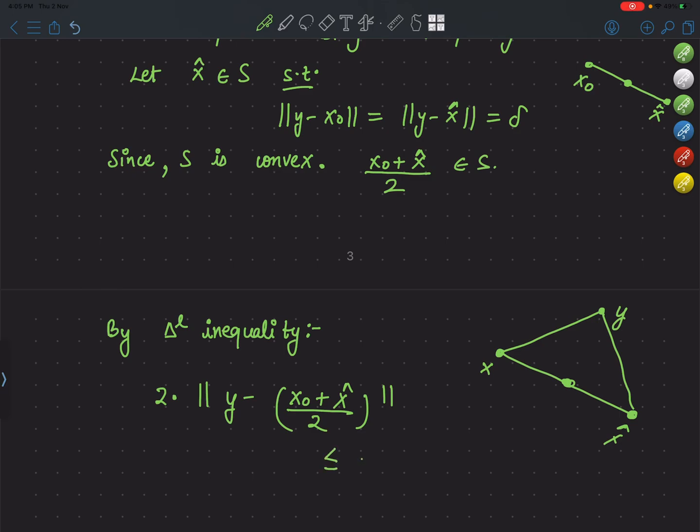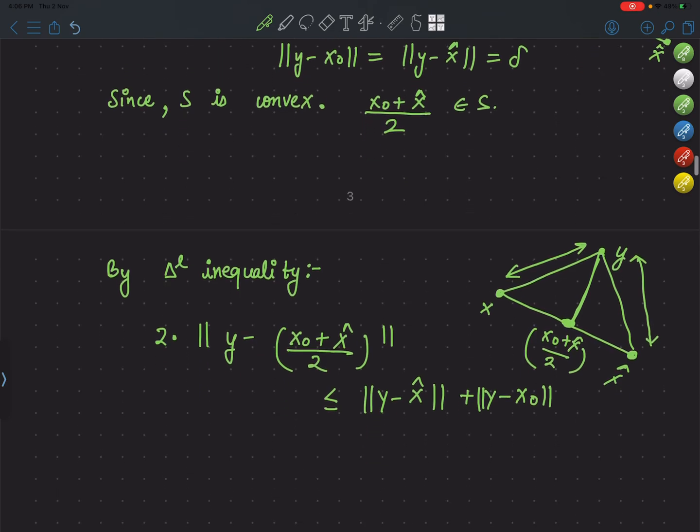Is less than or equal to ||y − ŷ|| + ||y − x₀||. So this is the triangle inequality, right? The sum of these two lengths will always be greater than or equal to twice this length. Correct? So this is the triangle inequality.